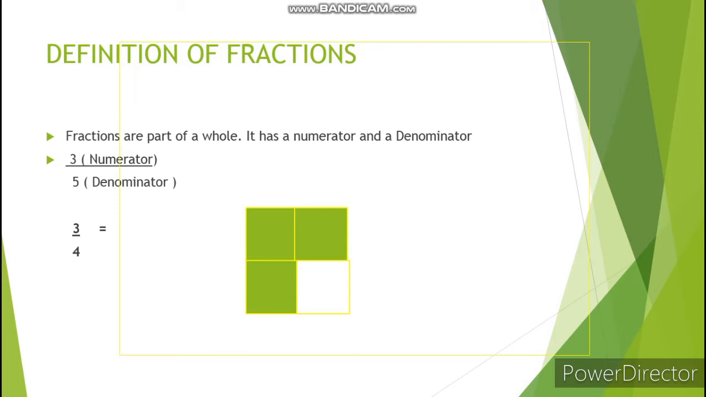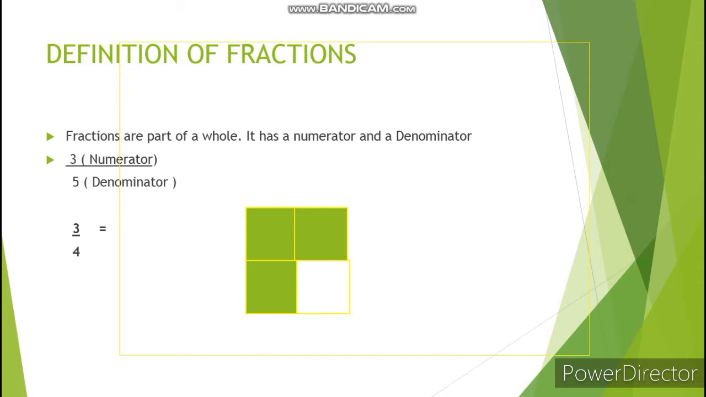Now let's assume we have 3/5, 3 out of 5. The upper one is the numerator and the down one is the denominator. And in that illustration, let's say we have 3/4, that is 3 out of 4. Taking 3 out of 4 is illustrated here. So the upper one is the numerator and the lower one is the denominator.